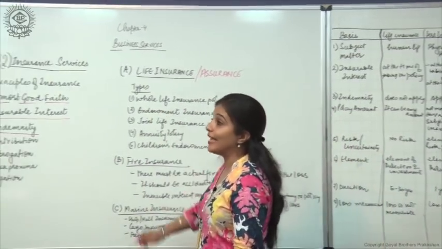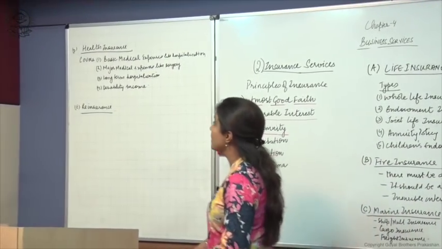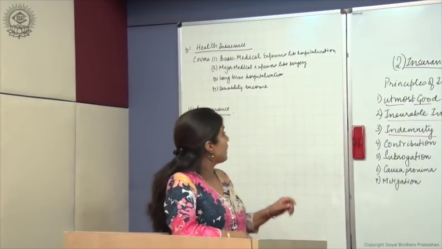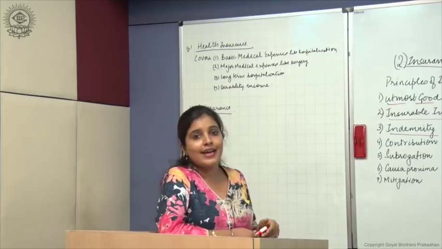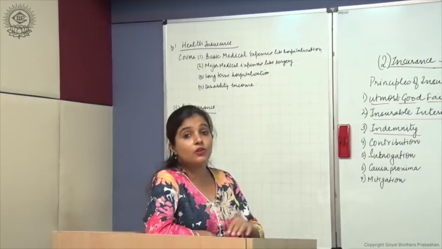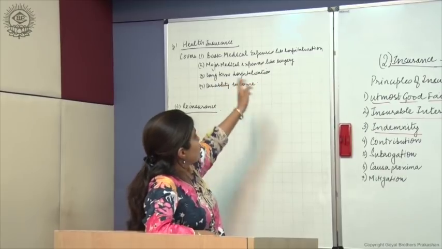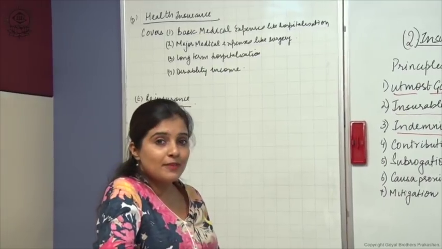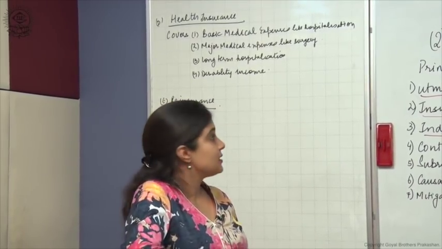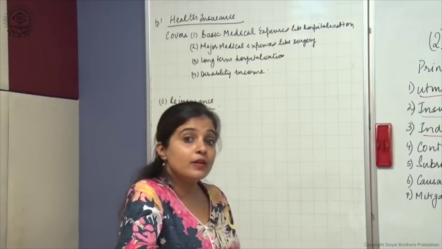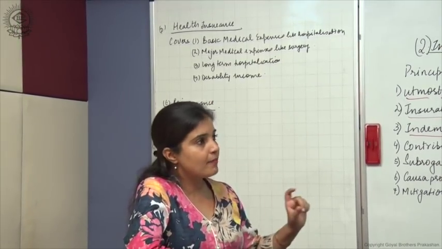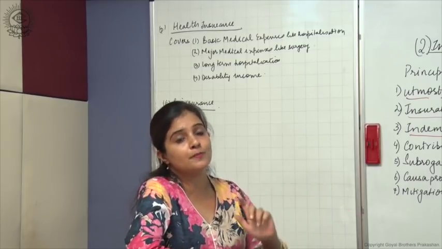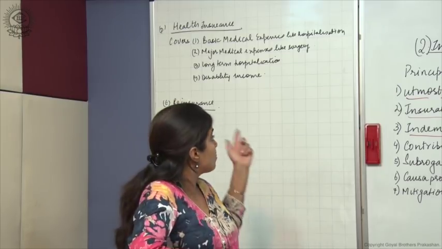Now let's move on to health insurance. As we talked about Mediclaim, when you take a medical cover, you take Mediclaim, it covers basic medical expenses like your hospitalization or the doctor's fees and all, okay? Then major medical expenses like surgery or your knee replacement, fine. Then long-term hospitalization, if you're hospitalized for a long period of time, okay? Then disability income. Now what is this disability income? It is payment of income to the insured for the time period for which he was disabled due to hospitalization. Okay? This is also a part of Mediclaim.